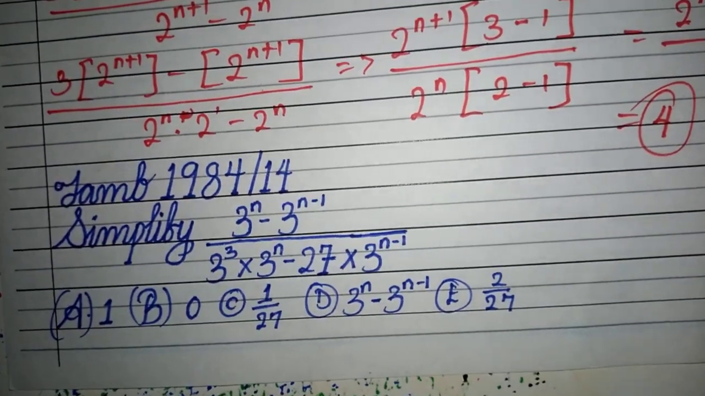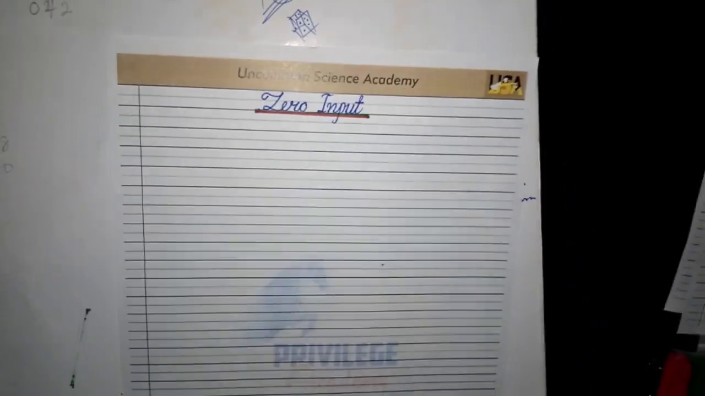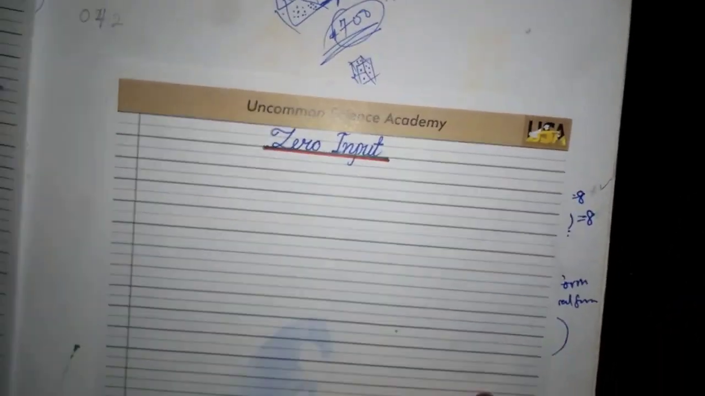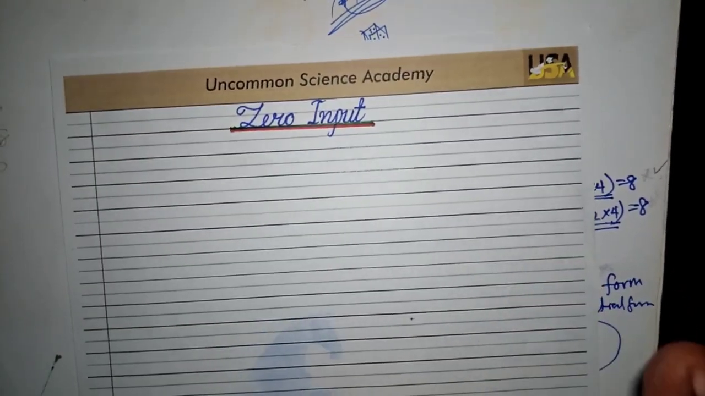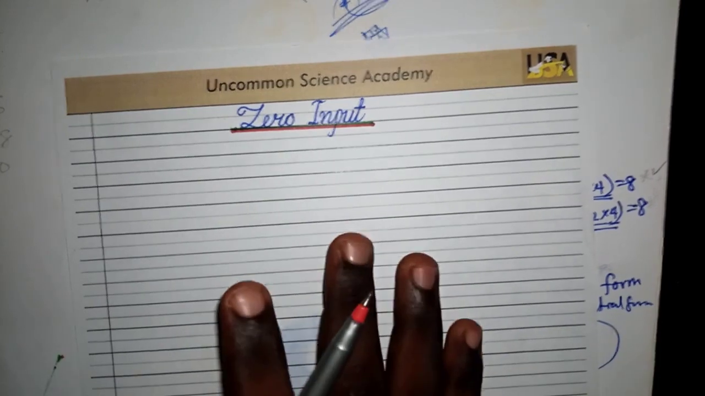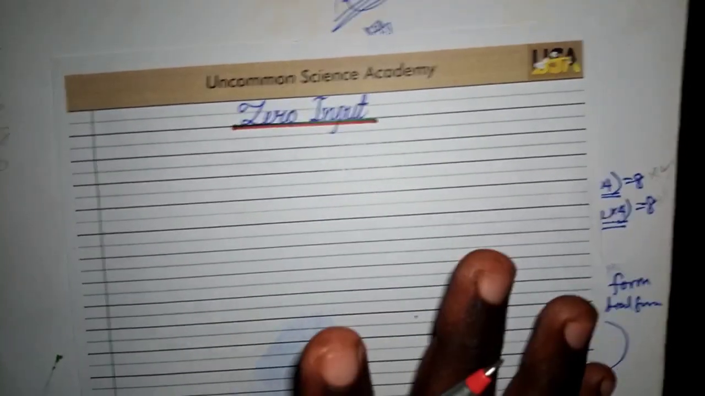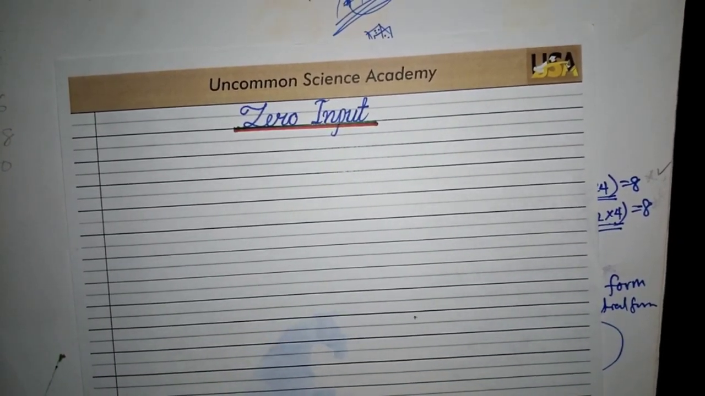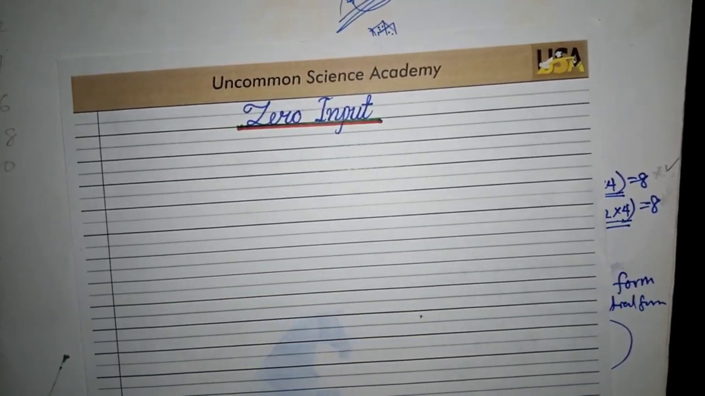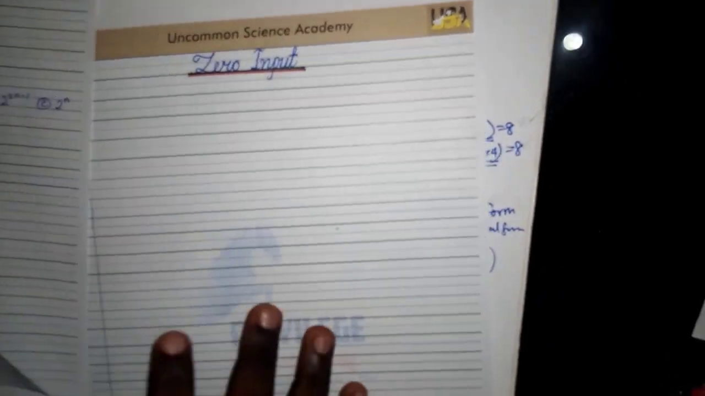Now let's quickly look at a law that will help each and every one of us in solving questions that have to do with power or non-power, and it is an expression. Please, I would like you to pay attention to this law. The law is called zero input. When you say zero input, it's absolutely what? A shortcut in solving indicial expressions. Now, this particular law, I will tell you when you are to apply it.